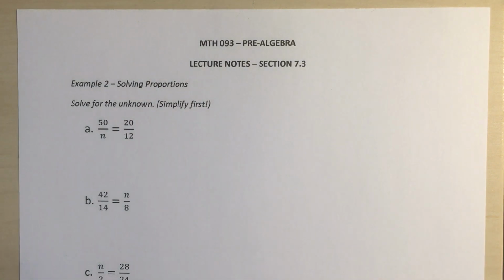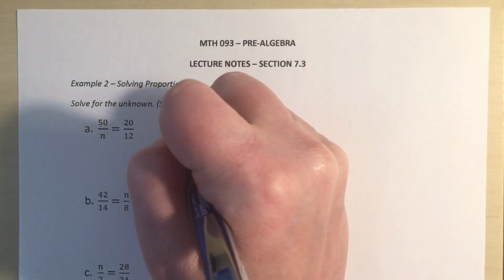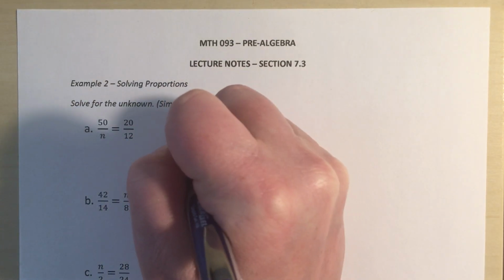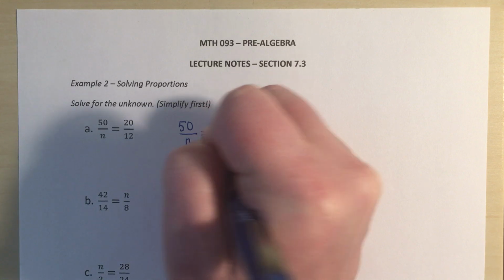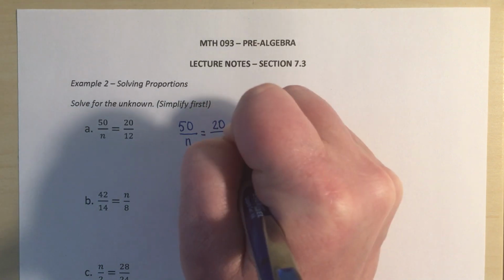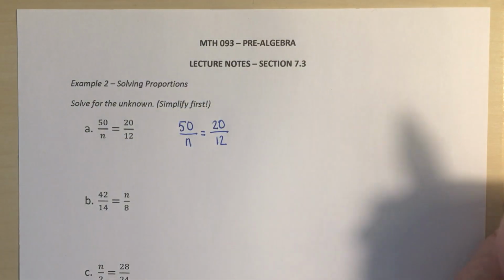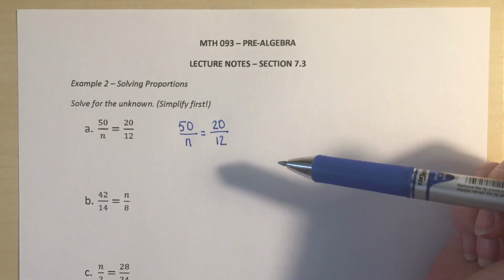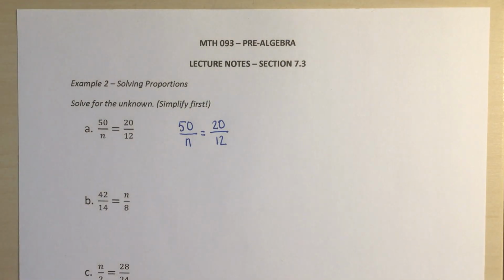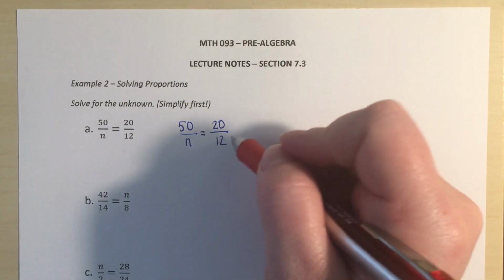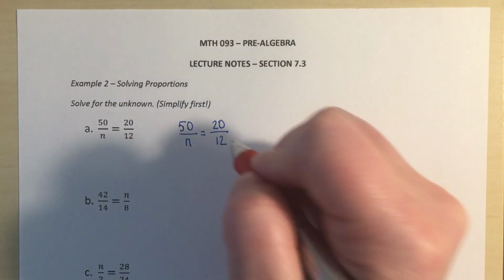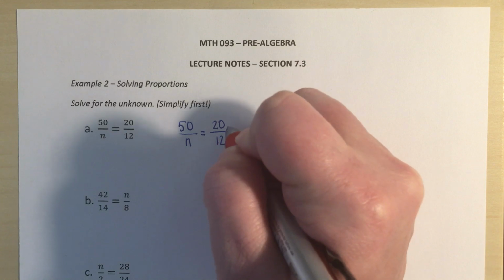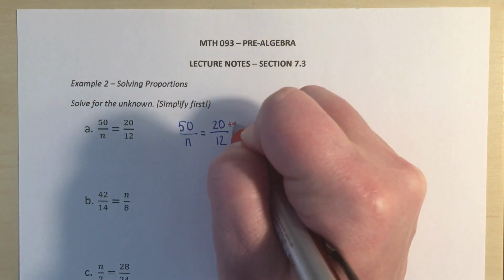So before I start this problem, I'm just going to rewrite it a little bit bigger so that we have a little bit of room here. So I'm going to write 50 over n equals 20 over 12. Right, now if we look at 50 and n, 50 is a large number but nothing can be reduced. If we look at our 20 and 12, notice that 20 and 12 are both divisible by 4. So we're going to divide both of these by 4.